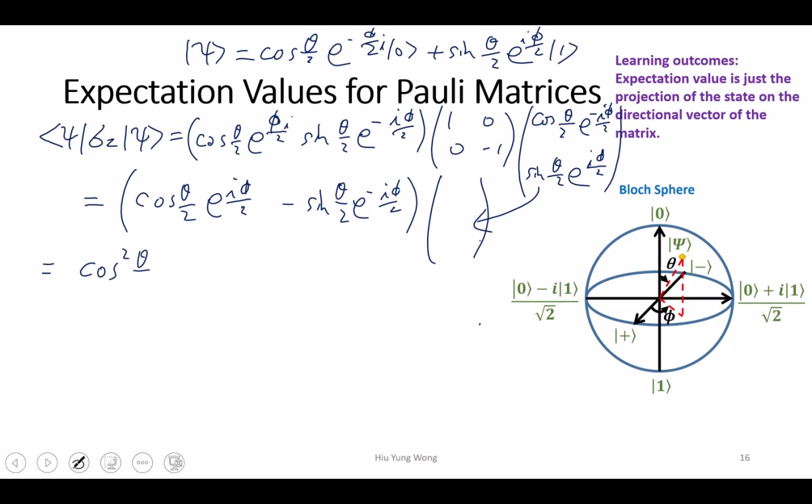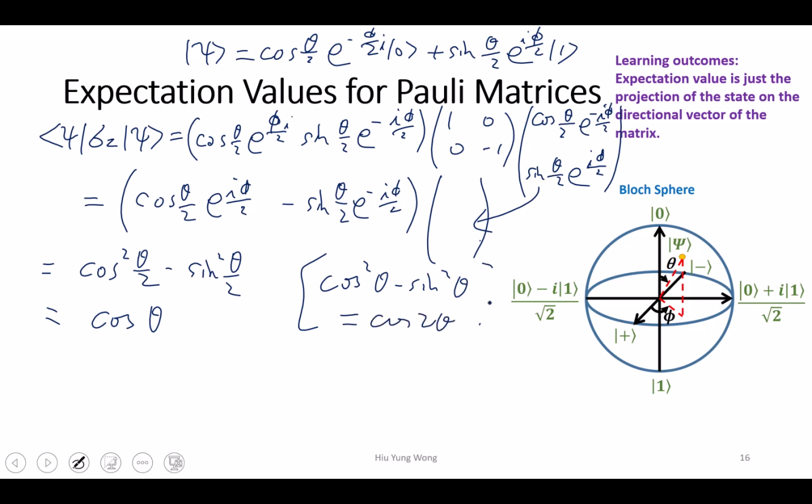Cosine square theta divided by 2. But this e to the power i phi divided by 2 cancels with e to the power negative i phi divided by 2, because you do multiplication with this one. So this term times this term plus this term times this term, right? So this one gives you negative sine square theta divided by 2. And using some trigonometry, you see this is just equal to cosine theta, because cosine square theta minus sine square theta equals cosine 2 theta. Just the identity, right? Which I can never remember.